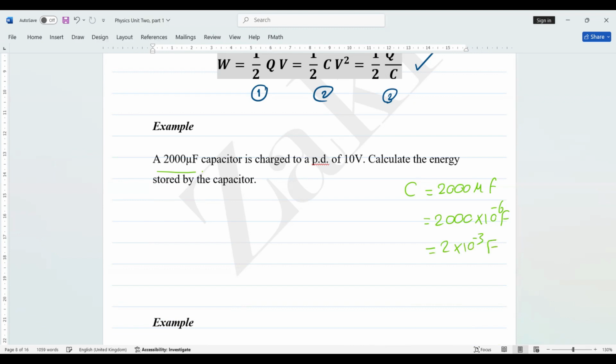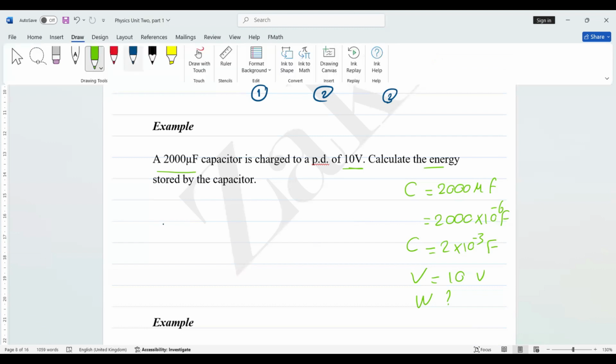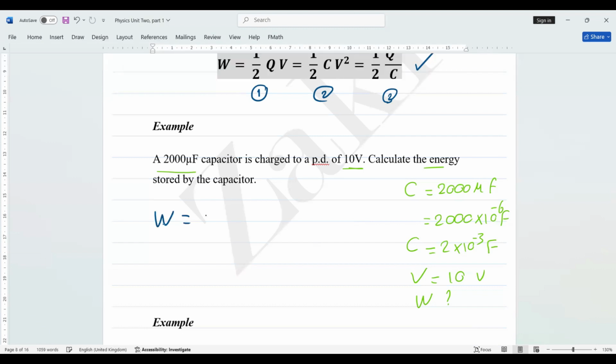This is the capacitance. Is it charged to 10 volt? Then the voltage is 10 volt. Calculate the energy. We need the energy. Sometimes we write W or E. Both are correct. Now we have C and V. So which formula? Half CV squared. Formula number 2. Then we write the energy equals a half, because we have already C and we have V, half CV squared.